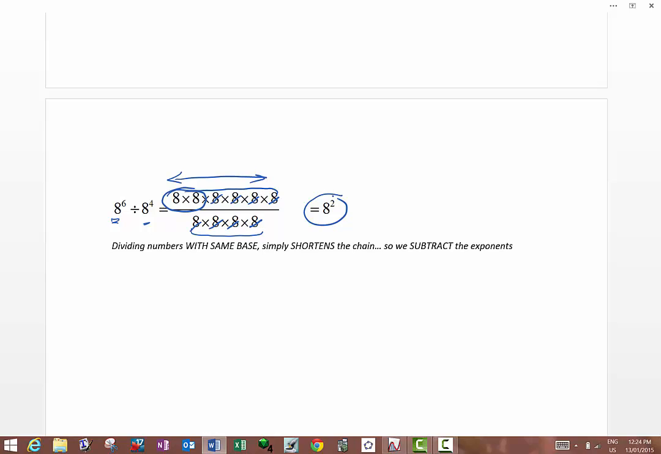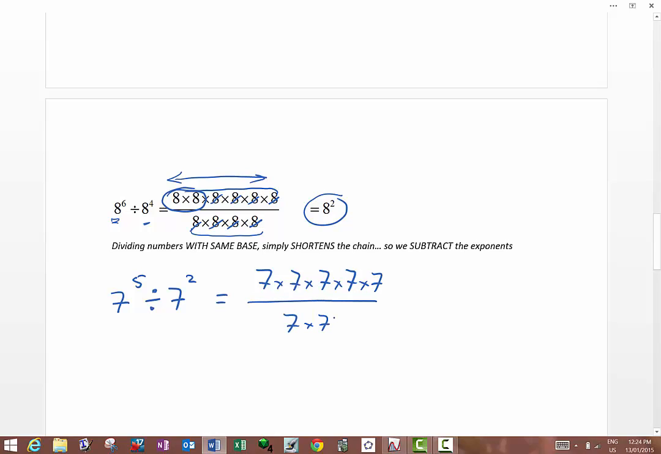So when we're dividing numbers with the same base, all this does is reduce the length of the chain, so we subtract the exponents. One more example, 7 to the 5 divided by 7 squared is 7 times 7 times 7 times 7 times 7 divided by 7 times 7. And now we can cancel the 7's top and bottom, and what we've done is reduce the chain by 2, so we're left with 7 cubed.